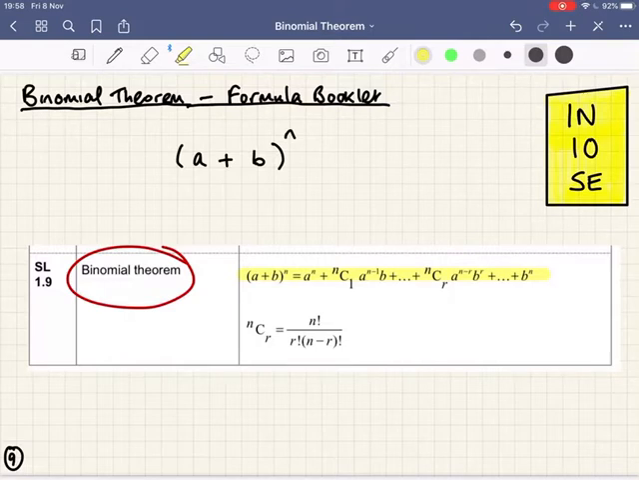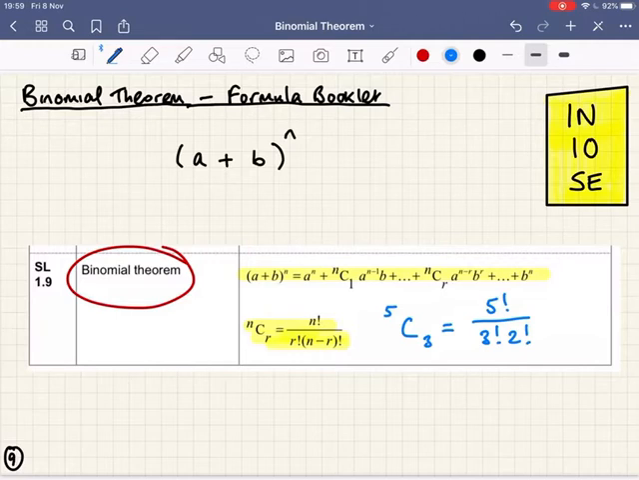And also, if you haven't got your calculator, just a reminder of what we did in one of the earlier videos, there's our formula for nCr. So if I needed to find 5C3, for example, then the maths behind that is n factorial, 5 factorial, over r factorial times (n minus r) factorial, which is 2 factorial. There's the maths behind that particular part of the expression.